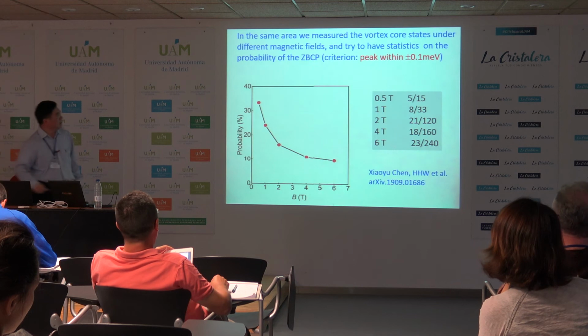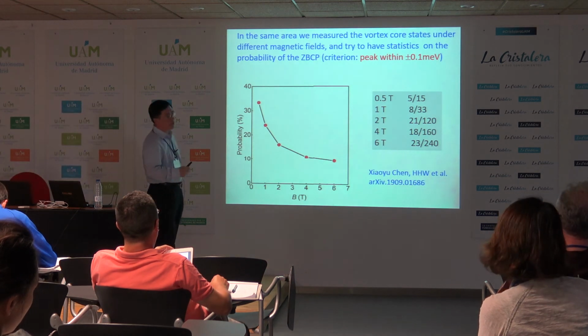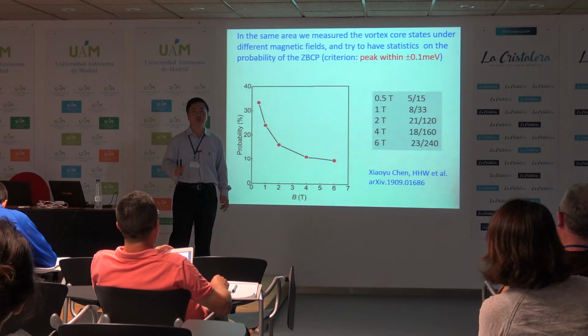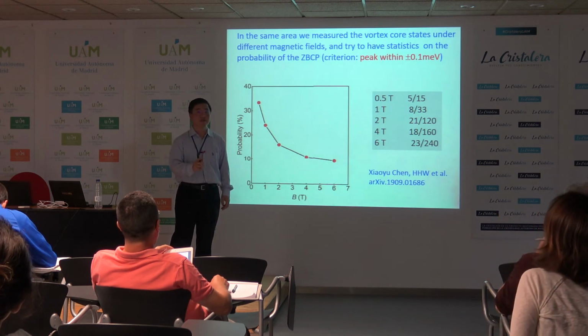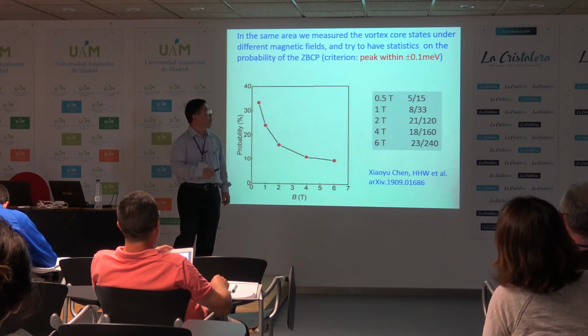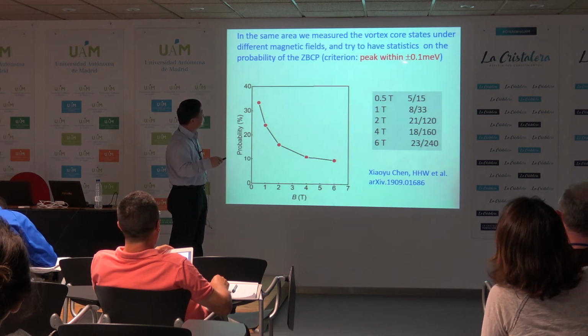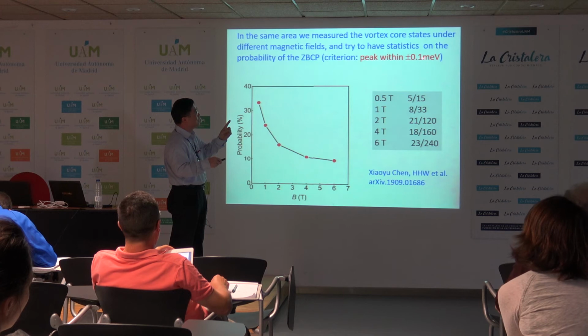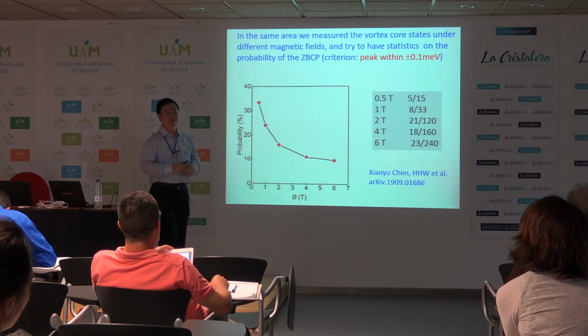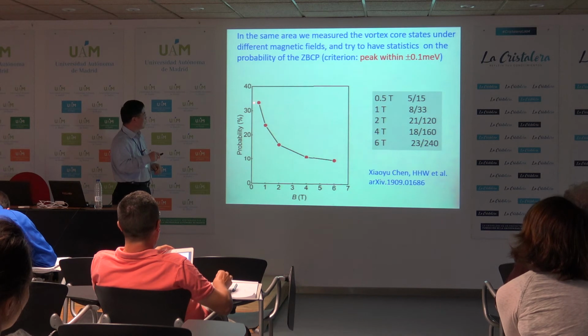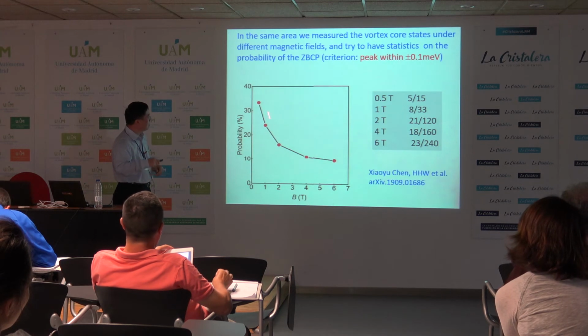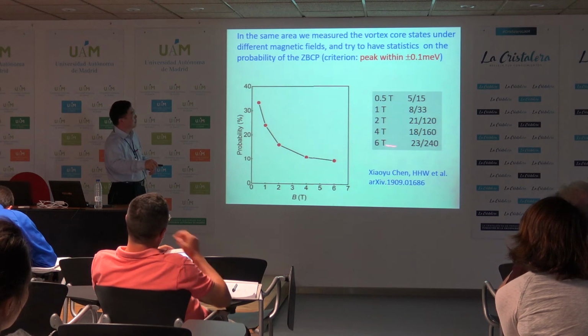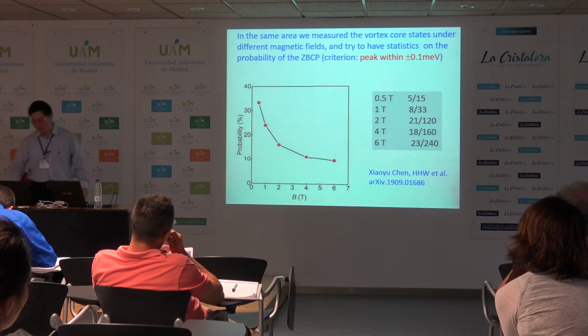So let me show you the statistics. We cannot really define which vortices have a peak sitting at zero, because that's not a precise definition. So what we have done is that within this window, if the peak position is within plus or minus 0.1 millivolt, we call it a zero mode. Then we get this kind of concentration: about 34% when the field is half a Tesla. When the field increases, that drops down. We measured 240 vortices at 6 Tesla. So that's the ratio.